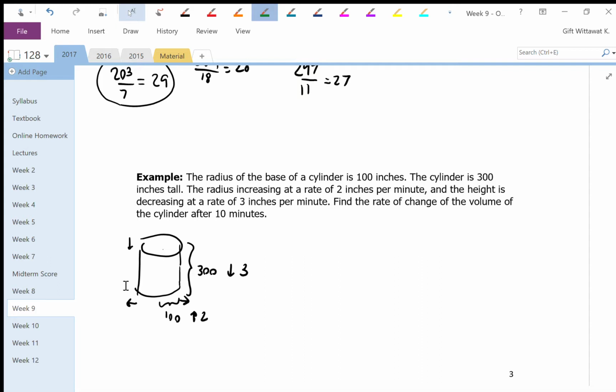I'd like to find the rate of change of the volume of the cylinder after 10 minutes. So you can kind of imagine, if my cylinder keeps changing its shape, then its volume is going to be changing over time. So I need to find out how fast the volume is changing after the transformation has been going on for 10 minutes.